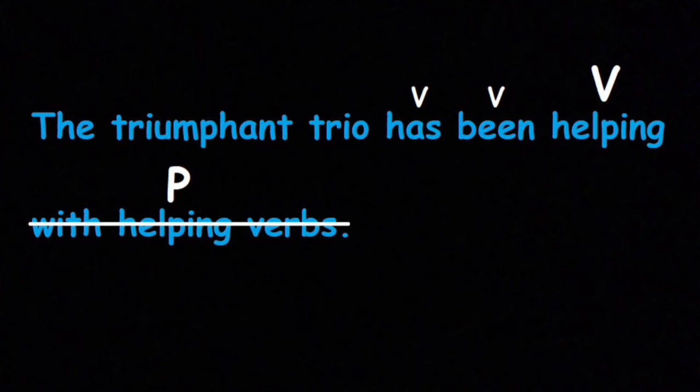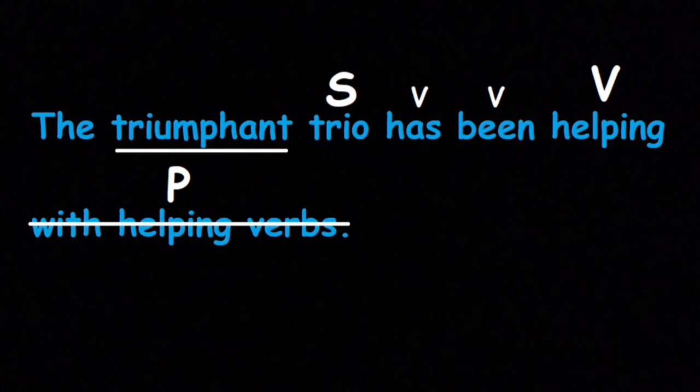Next step on search and check is to root out the subject. So I ask myself, who or what has been helping? The trio. So I know trio's my subject. Put a big letter S above there. And you know what else I'm going to do from last lesson? I'm going to underline any adjectives. Is there any word or words that describes trio? Absolutely there is. Triumphant. So I'm going to underline that. There we go. And in case you're wondering, what's that word the in the beginning of the sentence? It's called an article. We'll talk about those later.